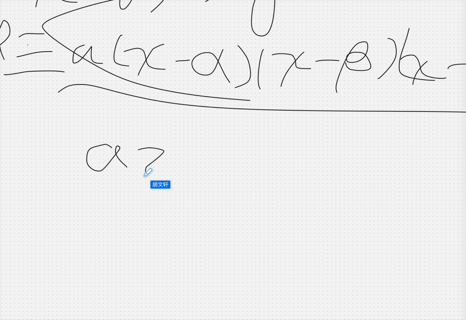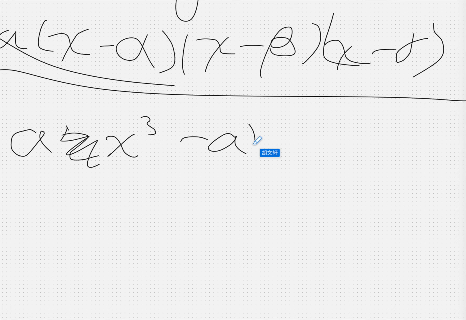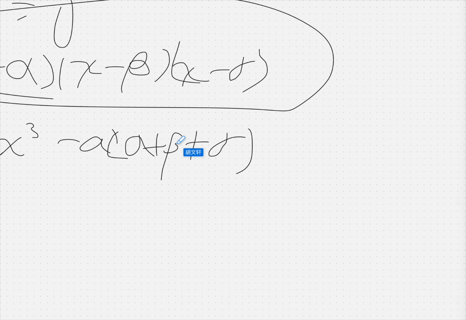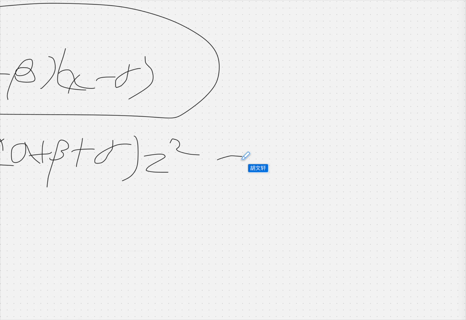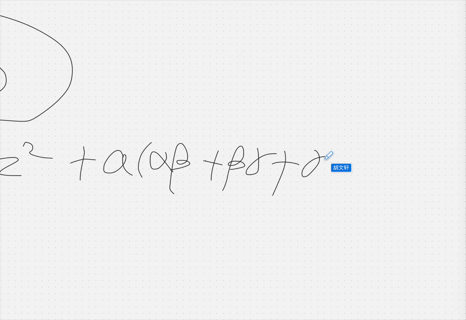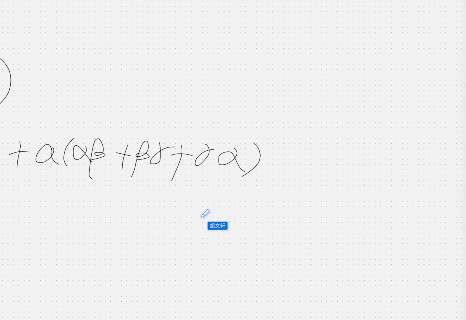sorry, x, I'm using x here, so x^3 - a multiplied by (alpha + beta + gamma). I mean, you can use Vieta for this, but I'm just going to expand it first for now. Plus a multiplied by (alpha beta + beta gamma + gamma alpha). And try to notice a pattern when I'm writing this. Multiplied by x and then minus a multiplied by alpha beta gamma.